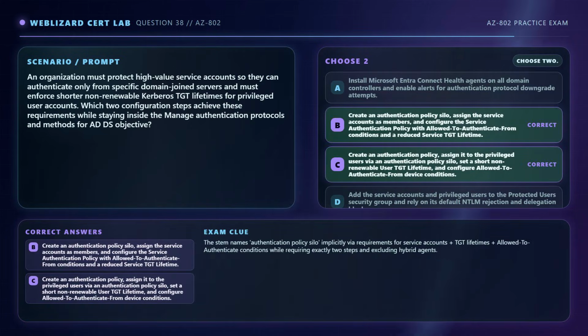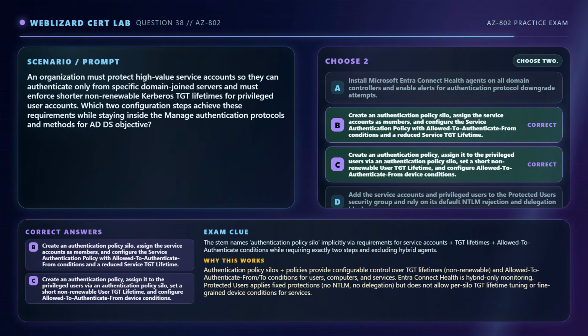The correct answers are B and C. Option B, create an authentication policy silo, assign the service accounts as members, and configure the service authentication policy with allowed to authenticate from conditions and a reduced service TGT lifetime. Option C, create an authentication policy, assign it to the privileged users via an authentication policy silo, set a short, non-renewable user TGT lifetime, and configure allowed to authenticate from device conditions.